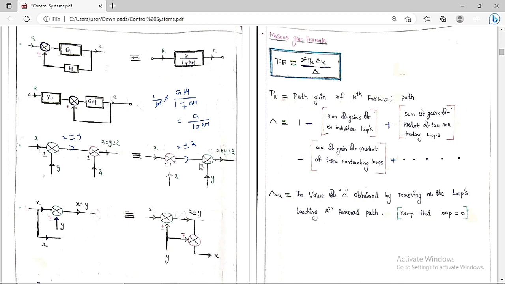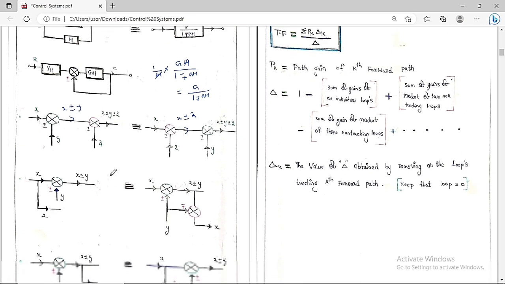This summing point I have shifted here. Then what is here? Y. So again if you add this one, we are going to get x plus or minus z plus or minus y. This is again equal to x plus or minus y plus or minus z. So therefore, whenever you are going to shift the two summing points, if there is nothing present between them, then you don't have to do any modifications, because you are still going to get the same output.